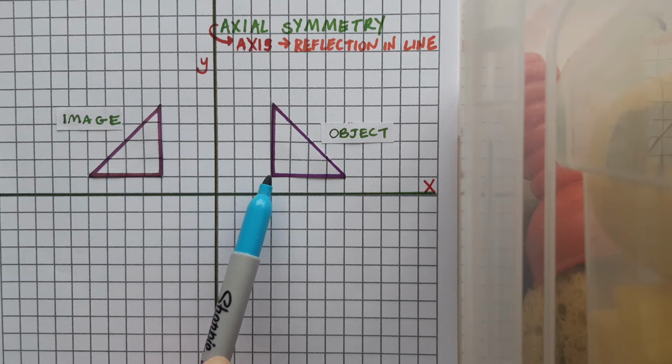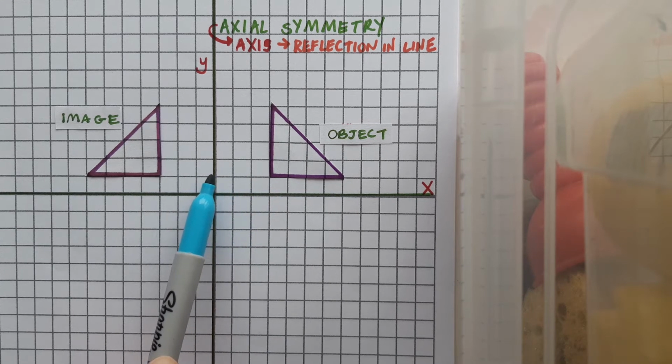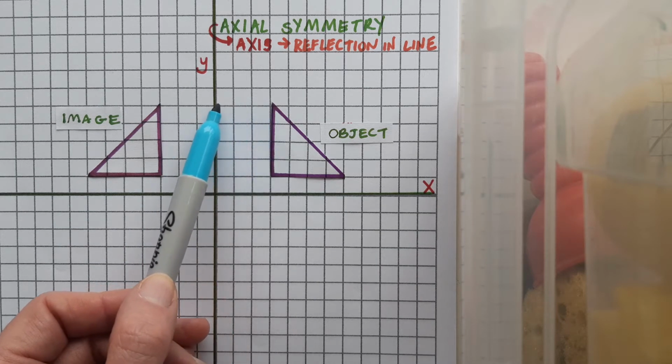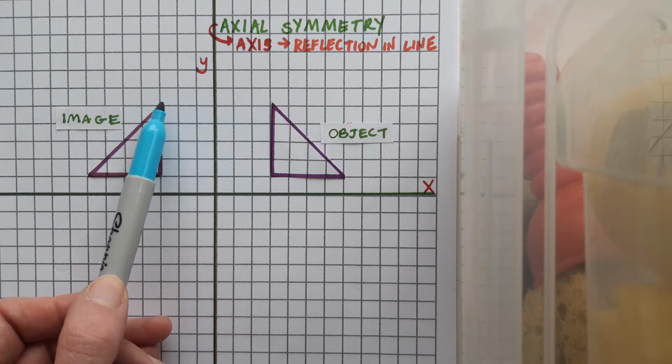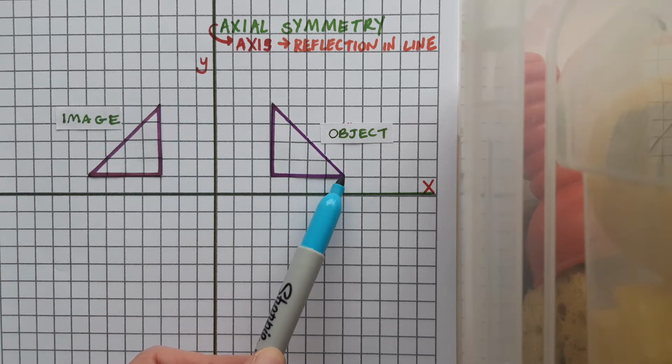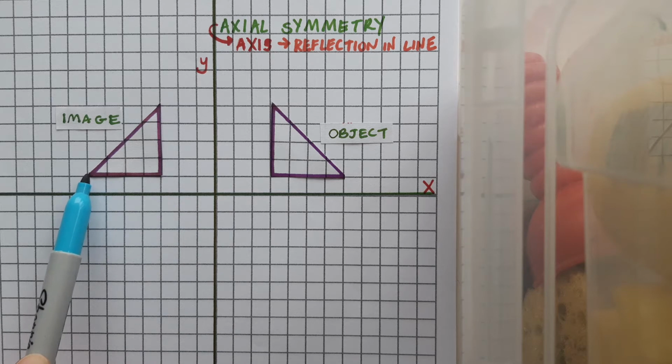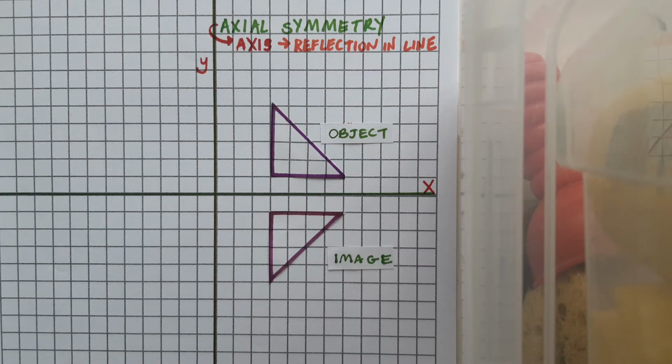So this point has a distance of 3, and now I've got a distance of 3 to get to the image. This point was a distance of 3 units, and it's 3 units to the image point. This point was a distance of 7 units, and it's 7 units on the far side out to the image point. This rule was also true for our image under reflection in the x-axis.